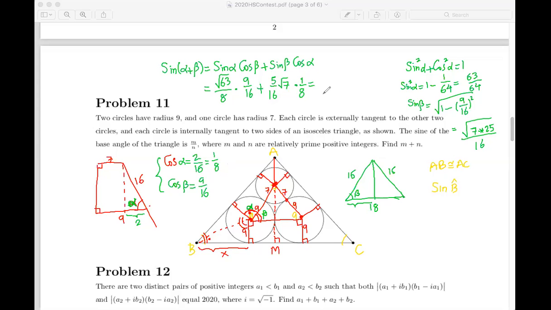And so sine of alpha plus beta then equals 248. Sorry, 8 times 80 plus 48, 128. And then on top we have 9 times radical 63. Well, actually, why can't we write radical 63 as radical 9 times radical 7, so 3 radical 7 plus 5 radical 7. And that's just 8 radical 7 over 128. Well, the 8's cancel out. So we got radical 7 over 16. That is the sine of the sum of these two angles.